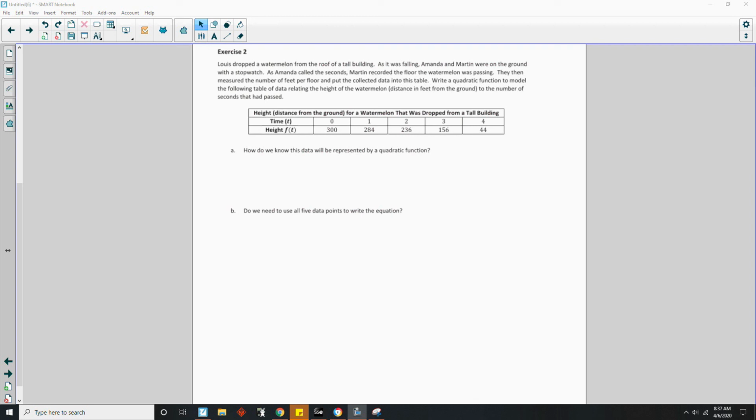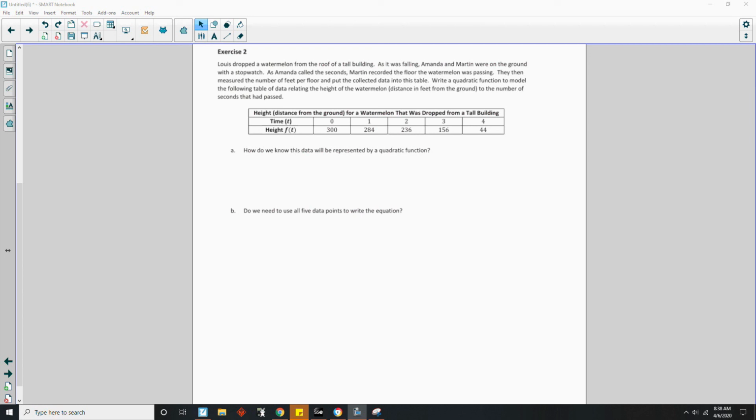So we have a table here, height, distance from the ground, for a watermelon that was dropped from a tall building. At time t equals 0, the height in feet was 300 feet. So this guy was at the top of a 30-story building. After 1 second, it had gotten to the 28th floor. 2 seconds, it was down to the 23rd floor. 3 seconds, it was down to the 15th floor.